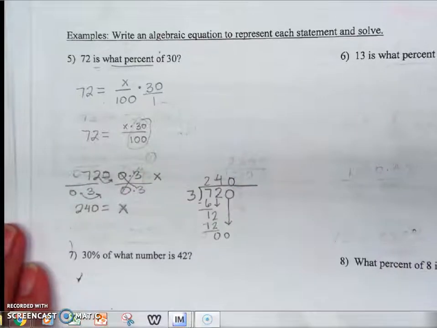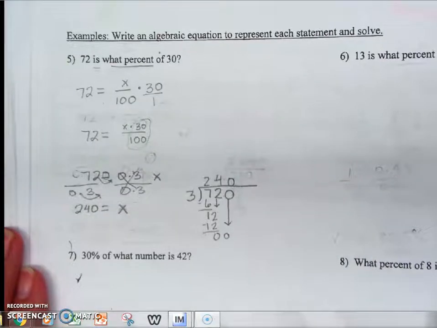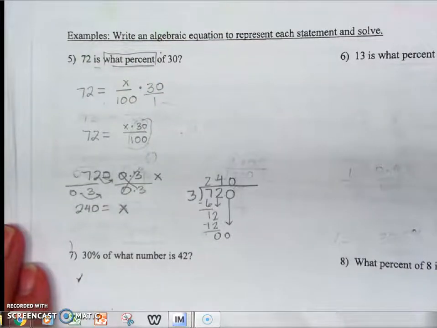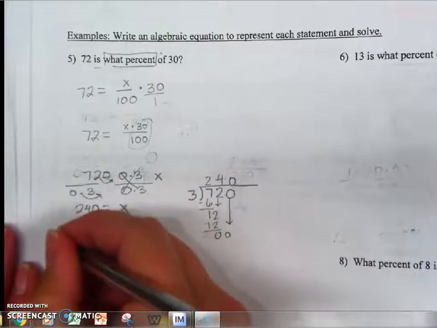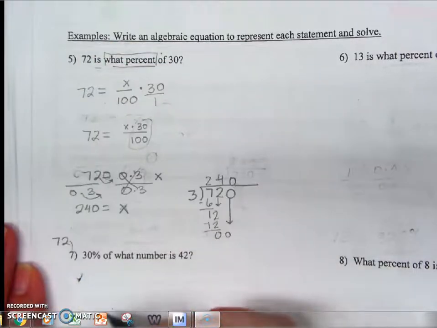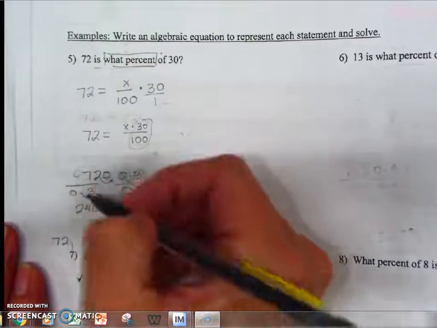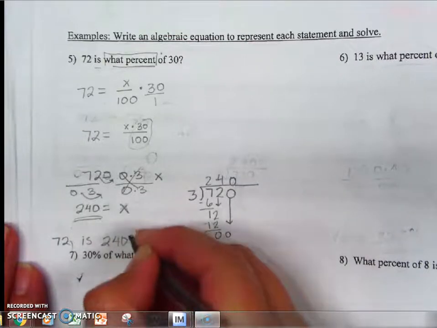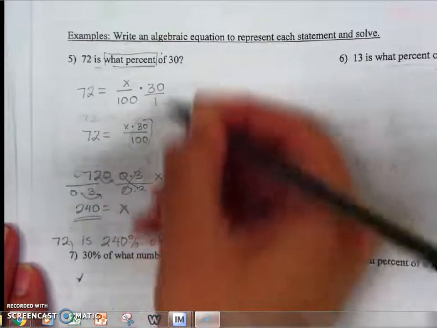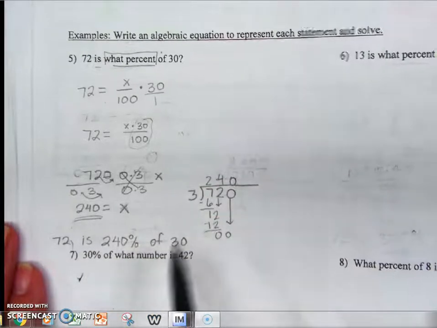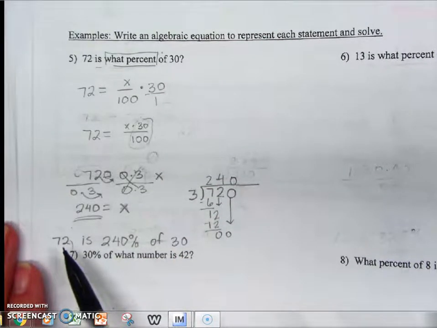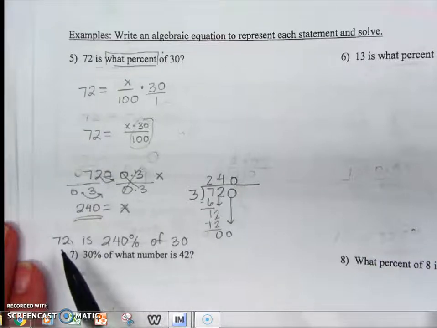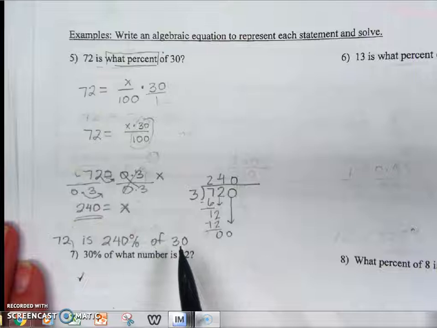Now, what does that mean to the problem? So they were asking an actual question, and this is our what part. So this what percent is what we're filling in with our answer. So down here at the bottom, I'm going to write 72, copying it down. 72 is what percent? Well, we figured it out. It's 240% of 30. Now, that might seem like a weird number, but if you think about it, well, yeah, 72 is a lot bigger than 30, and so it makes sense that this would be over 100%. It's 240% of 30. It's a whole lot more.